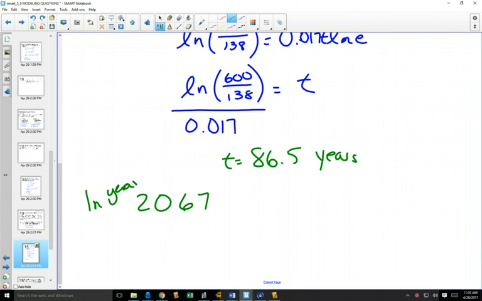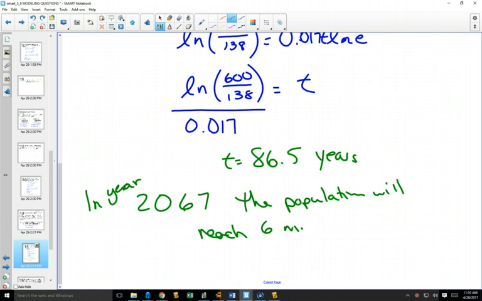So we could add a sentence here. In year 2067, halfway through, actually, right? The population will reach 6 million.